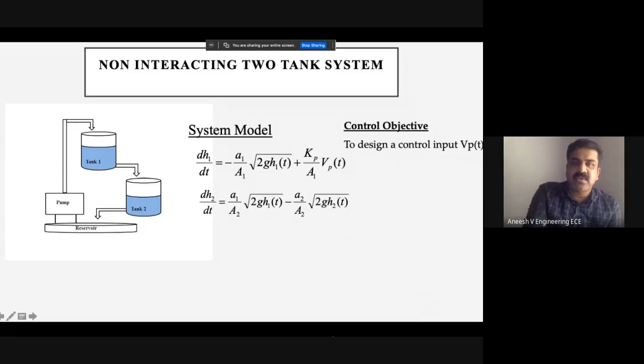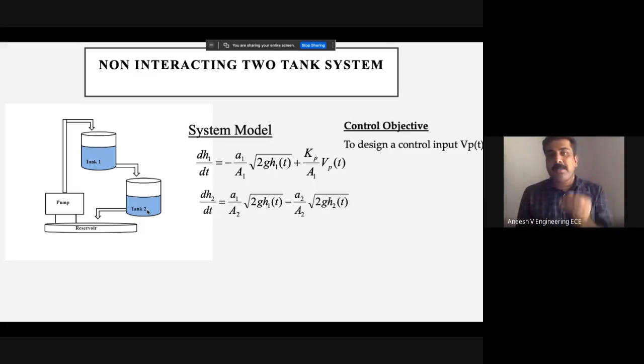With this model, I have two equations: the height of tank 1 is H1 and the height of tank 2 is H2. The system model has dH1/dt and dH2/dt. In the two cases, what I am going to design using the backstepping controller is a control input Vp(t) for the system. Based on the control input, the system will track the reference.